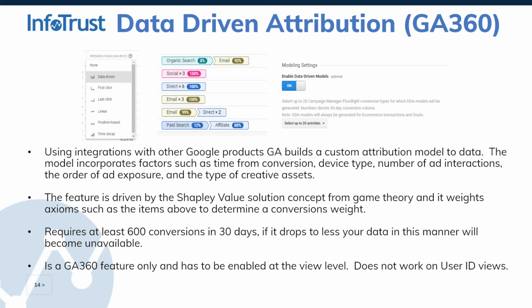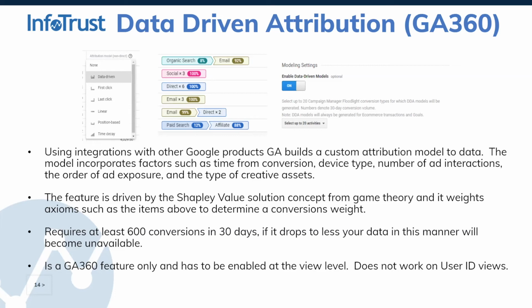One of the commonly confused aspects of attribution is the data-driven attribution enablement. Using integrations with other Google Analytics products, GA can build a custom attribution model with your data. We talked about the default attribution model, which is last non-direct interaction. Data-driven attribution dynamically builds its own attribution model to weight conversions and credit. The model incorporates factors such as time to conversion, device type, number of ad interactions, order of ad exposure, and the type of creative assets.